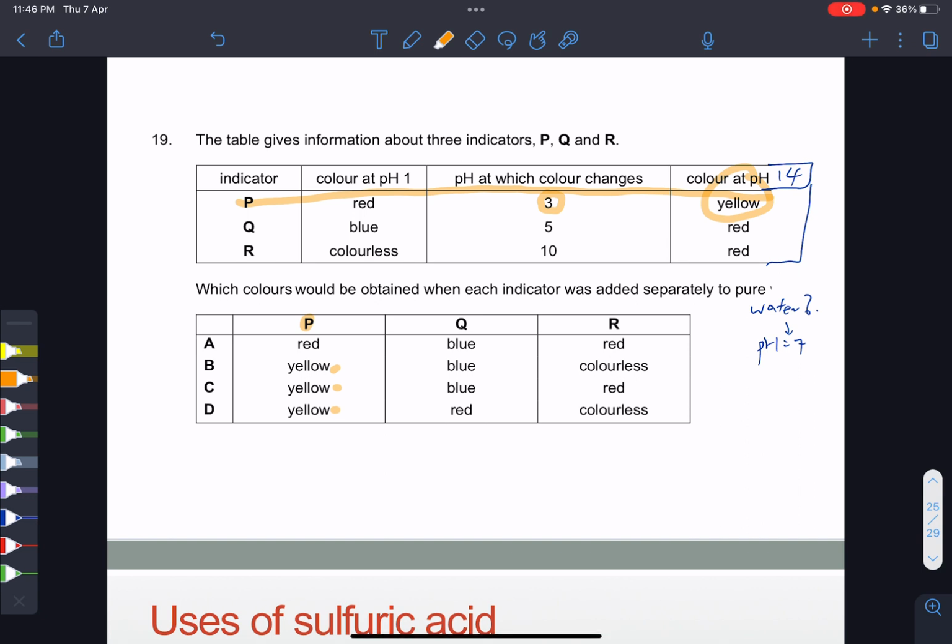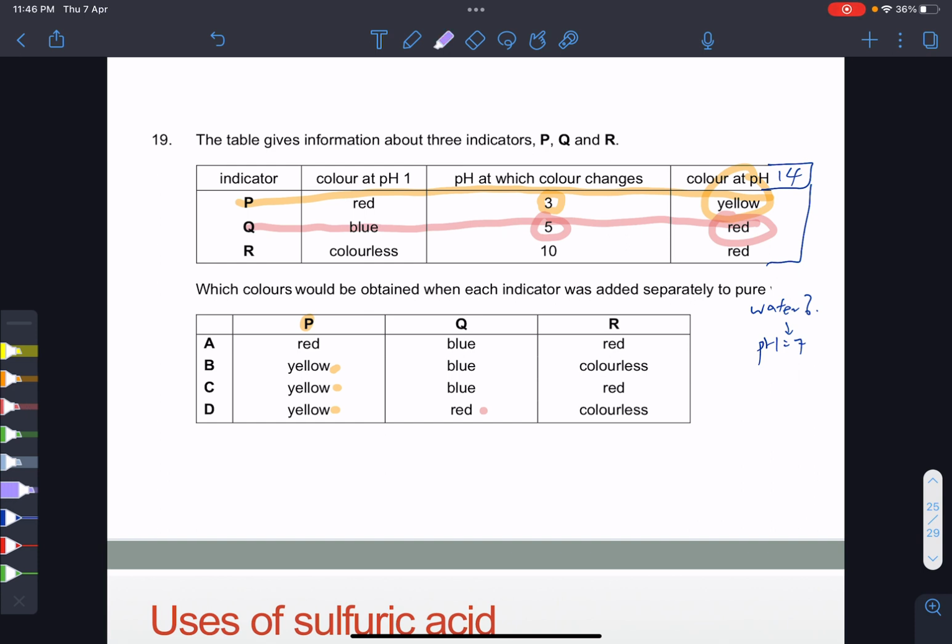So, pretty easy. It's easy, good. So now Q. The midway point is 5. Our water is 7. 7 is more than 5, again to the right-hand side, so red.